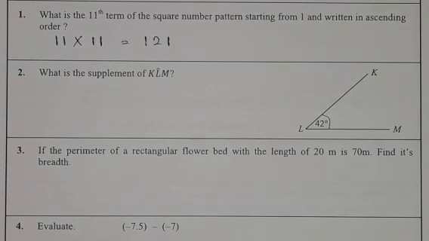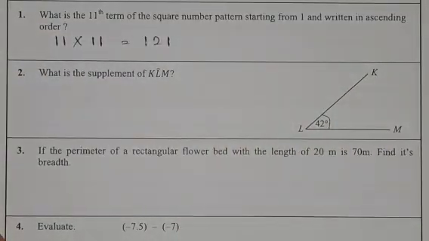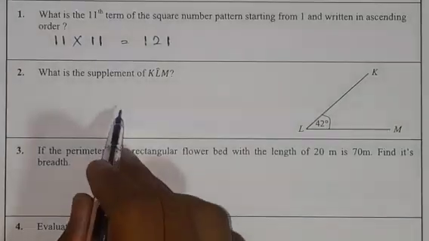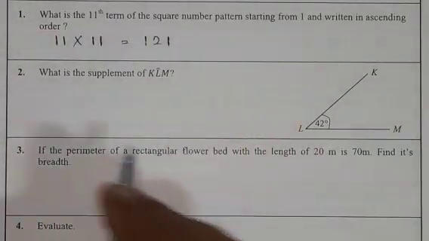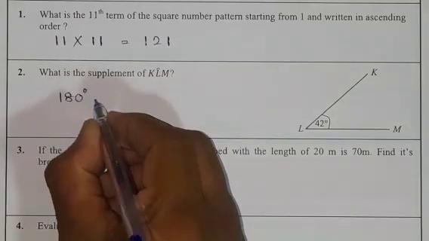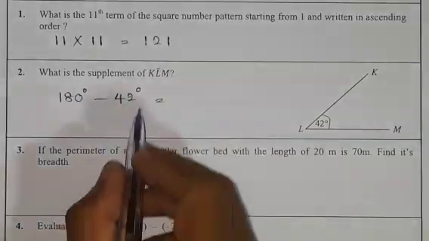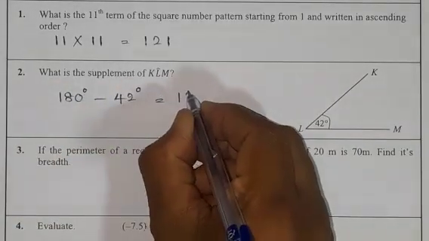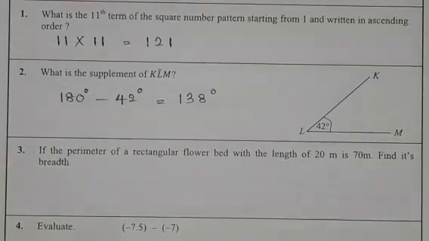Then question number 2. What is the supplement of KLM? The magnitude of angle KLM is 42 degrees. So to find the supplement, we have to subtract this magnitude from 180. 180 minus 42 equals 138. That is the supplement of this angle.